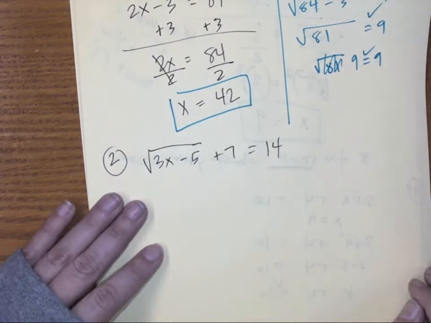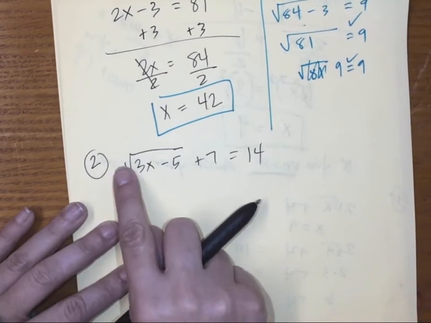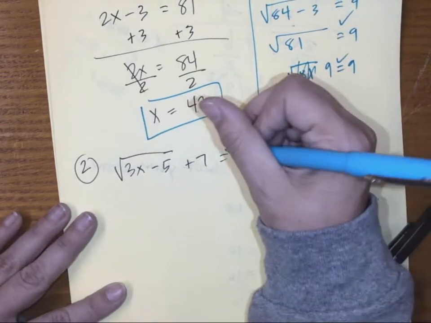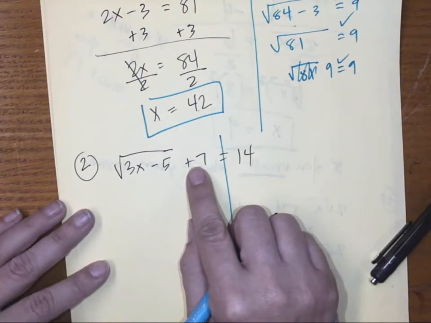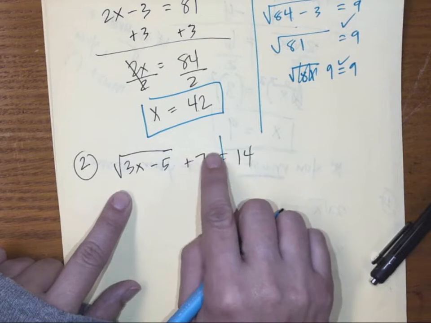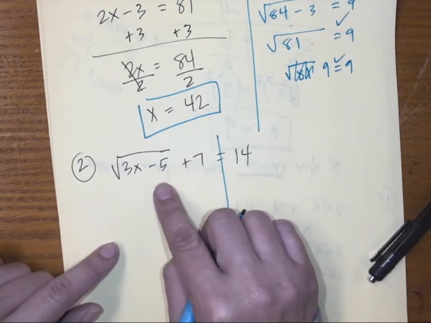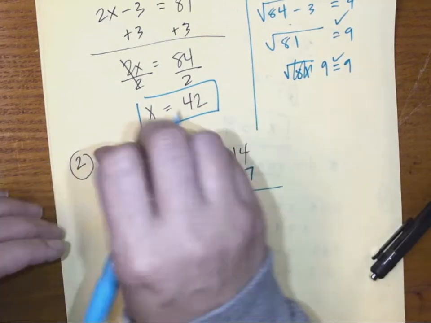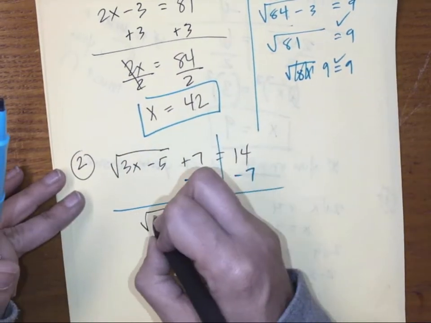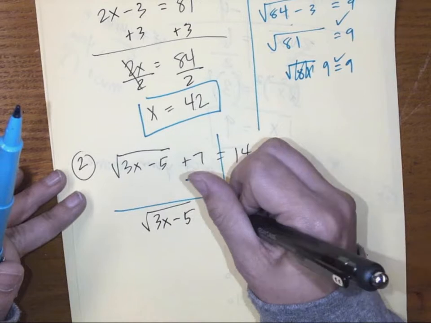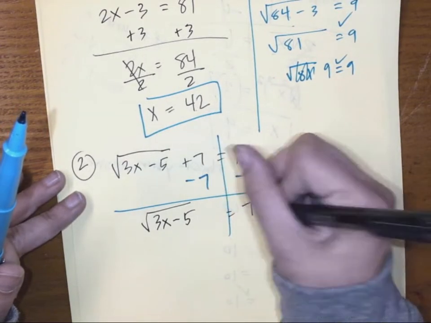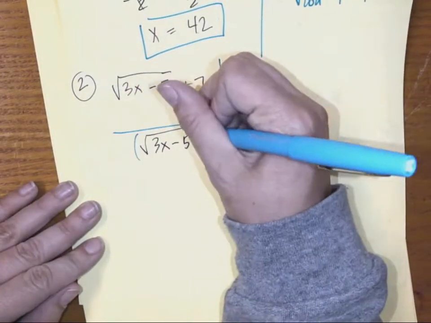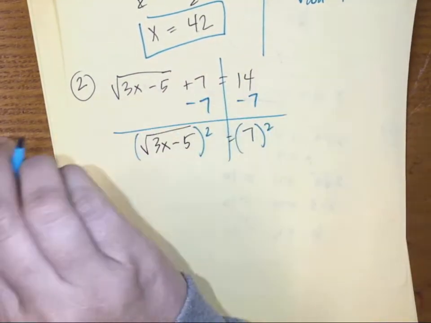So when I go to work this problem out, I have the square root of all the stuff on the inside, but then I also have this plus 7. The first thing I have to do is move that 7, because if I tried to square both sides, I'd have to FOIL this, and it's a big old mess. So move the 7 first. Subtract 7 from both sides, and I get the square root of 3x minus 5 equals 14 minus 7, which is 7.